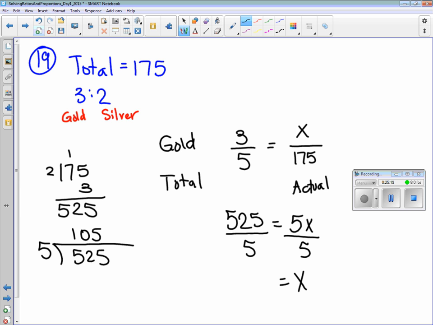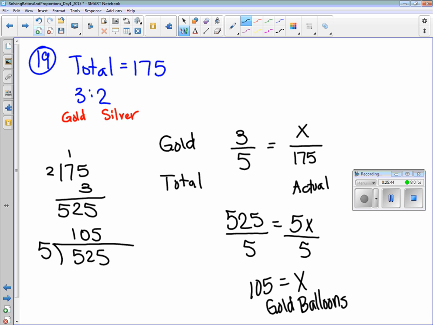There are 105 gold balloons. Did I do that wrong? You're right? Okay. How many silver balloons are there? 70. You just subtract that from the total, right? Okay, pretty easy.